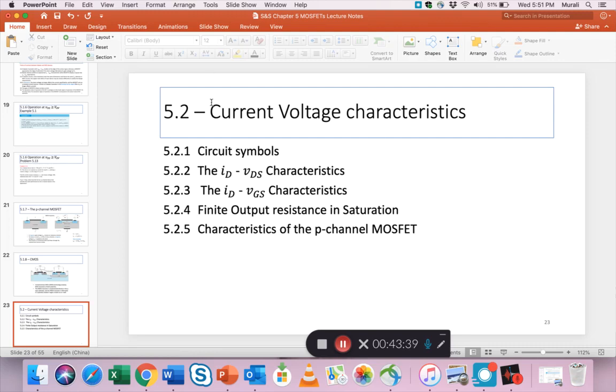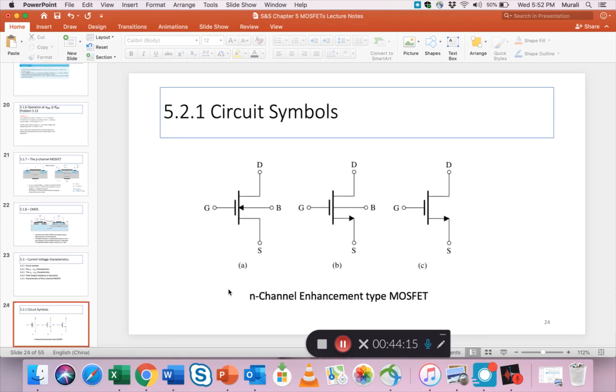Now finally we come to section 4.2 where we have to look at certain current voltage characteristics. You may remember when we studied BJTs, we had a section 6.2, exactly the same topics: circuit symbols, some relationships between current and voltage across the drain, or drain to source voltage and gate to source voltage, and then a few other factors. So let's move on. Slide 24, we introduce some symbols.